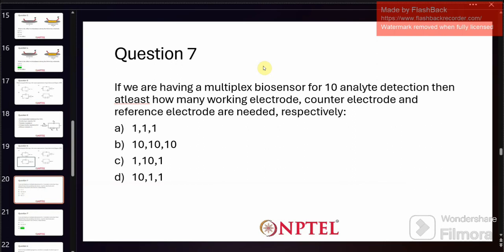So basically the working electrode is where all the reactions are happening, and in the reference and counter electrodes, there is no reaction happening. They are only used as a reference or as a counter in electrochemical detection. So from that, logically we can come to this conclusion that we need 10 working electrodes, and one reference and one counter electrode is fine for us.